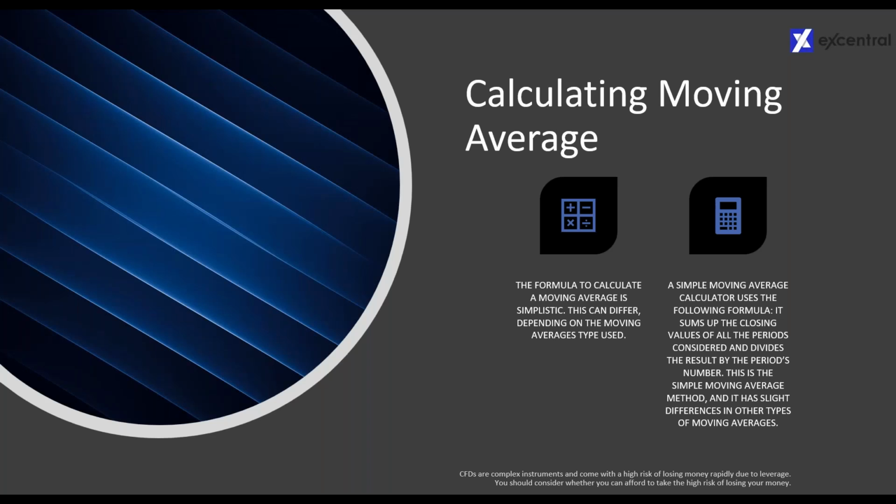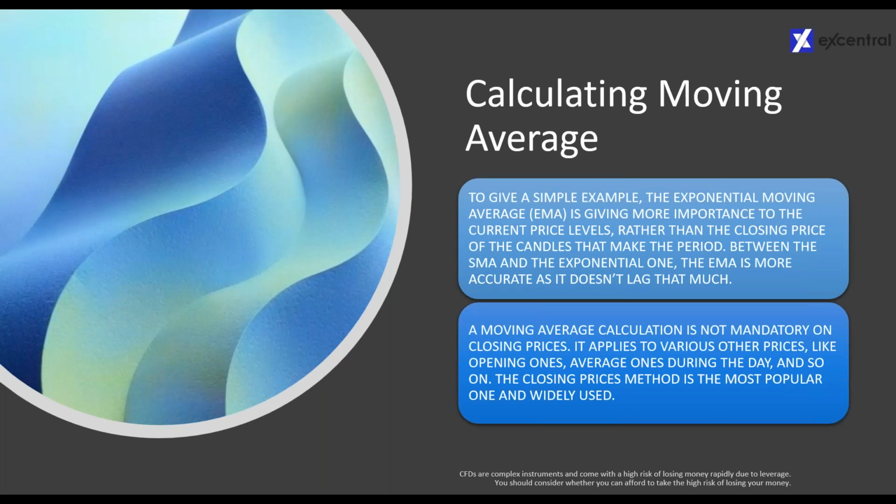Now, a simple moving average is very simple. It's easy. All of us know what an average is. Whether you're talking about your average bank account, the average days in a month, or the average price of a home in your neighborhood, we get it by adding together the values and dividing by how many values we put together. Now, the exponential moving average is giving more importance to the most current price level.